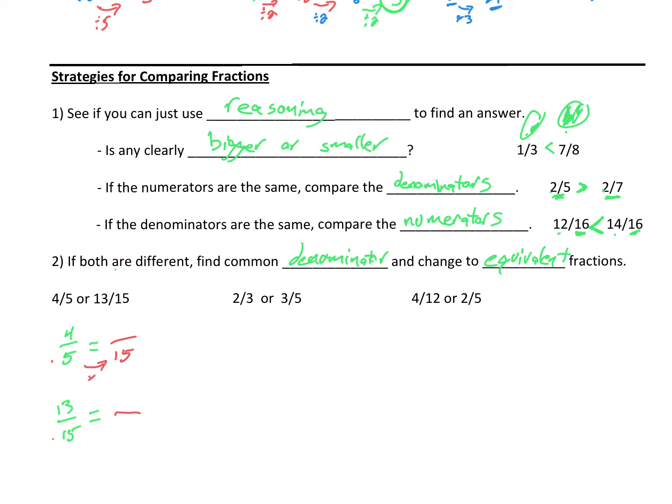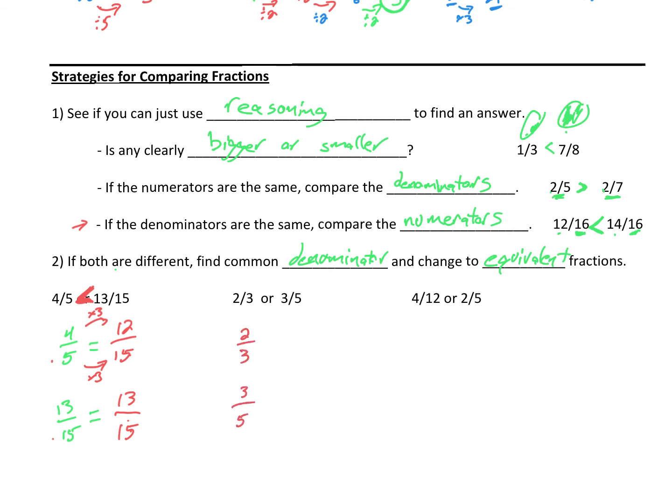To get from 5 to 15, I'm multiplying by 3. So I'm going to multiply the numerator by 3. We get to 12/15. 13/15 is already there. Now that they're both equivalent fractions, we can go back and look at what we did on step 1. Denominators are the same. 12 out of 15 or 13 out of 15? 13 out of 15.